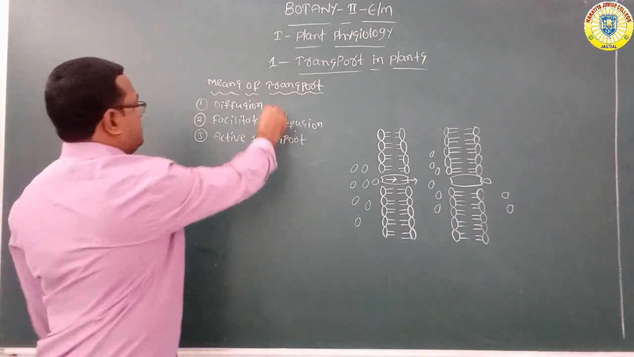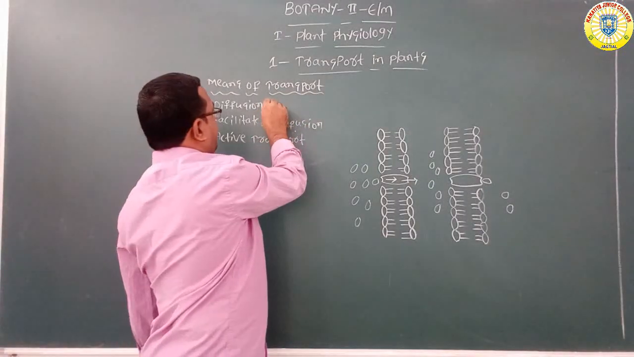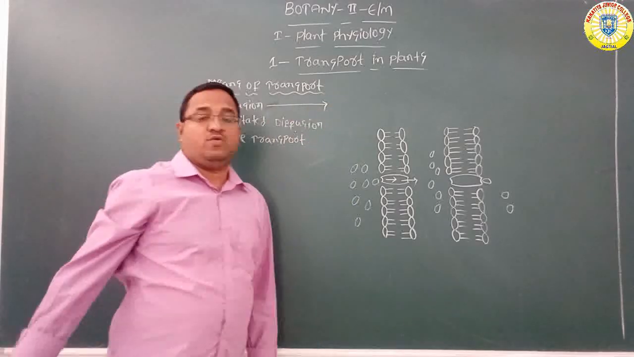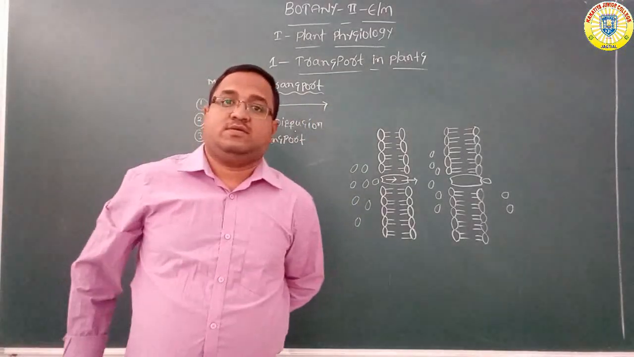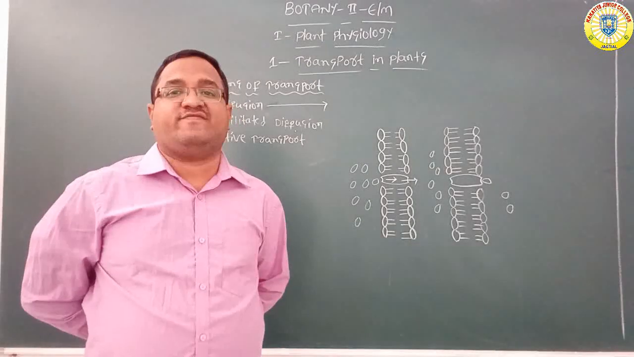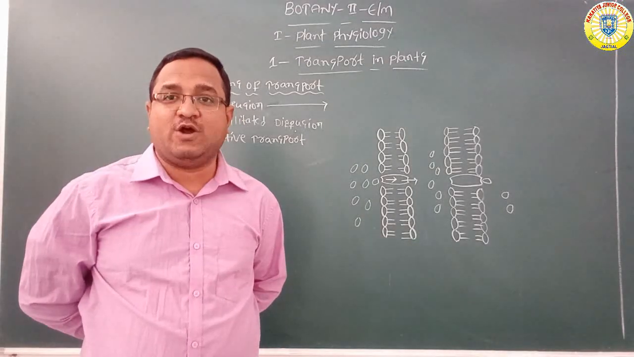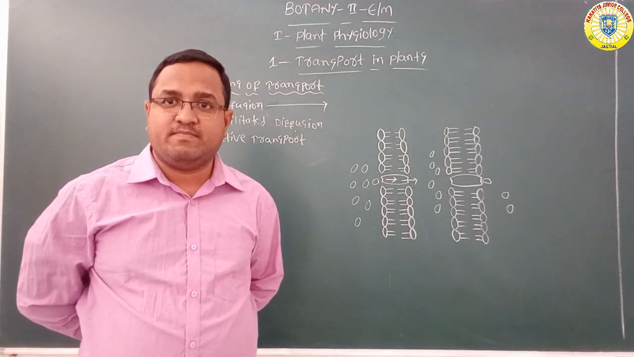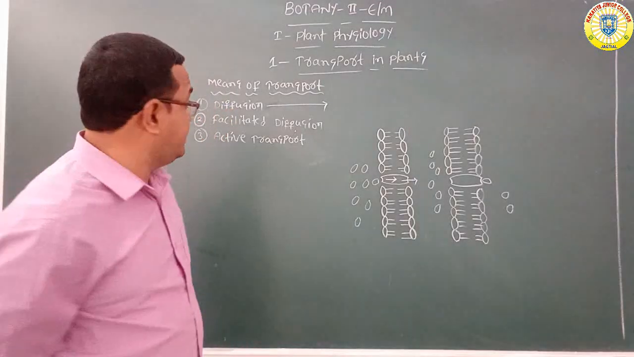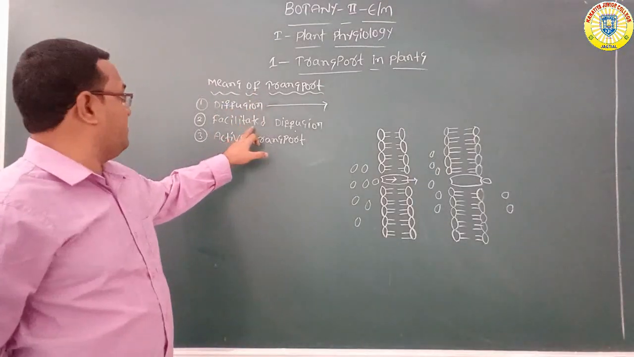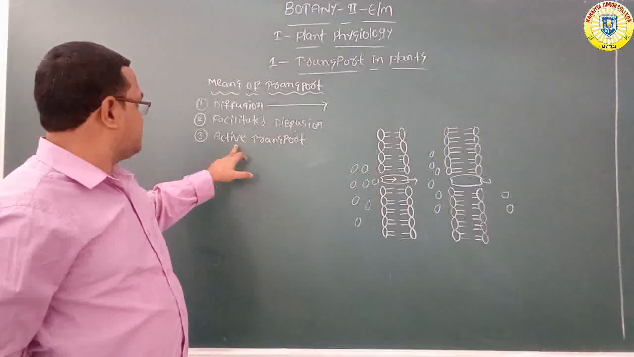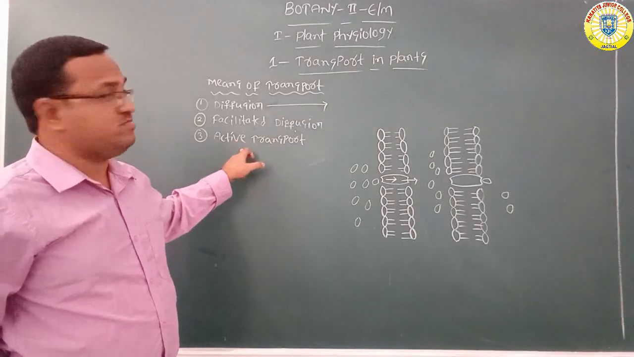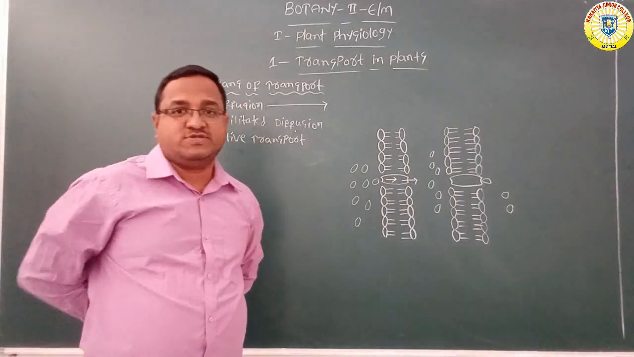Now, first, diffusion. So what is meant by diffusion? The means of transport in plants is carried out mainly by three processes: the first is diffusion, the second is facilitated diffusion, and the third is active transport. Now, what is diffusion?